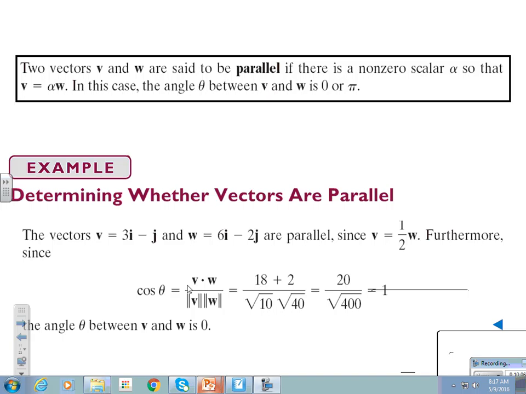Theta, that gives you a cosine of 1, is 0. So the angle between v and w is 0. So both of those can be used to say that the vectors are parallel.